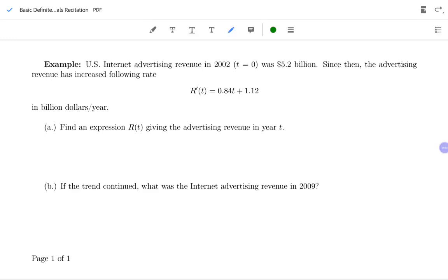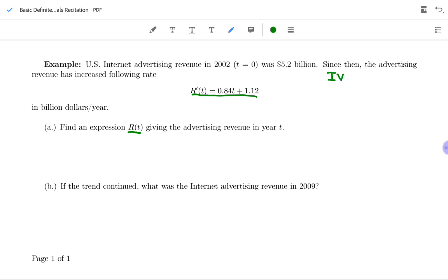Here we have a word problem, and we're talking about U.S. internet advertising revenue. That's not something I'm super familiar with, but I see that I'm given a rate. It says it's increased at the following rate, and it's even labeled like a derivative, as rates of change should be, and then we're going to a total R of t. So if you're going from a derivative back to an original, all you're doing is solving an initial value problem.